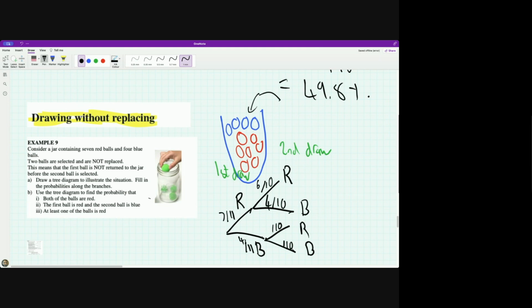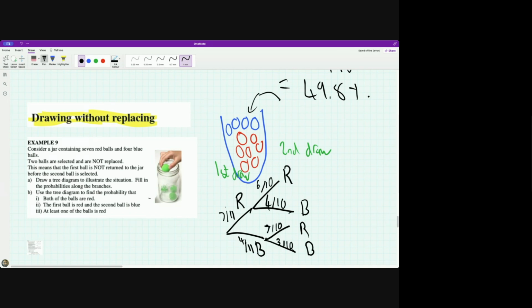Okay, but now we have to go to the bottom. If I chose a blue on the first go, so that's B for blue, how many reds are left for my second go? How many reds are left in the container if I chose a blue on the first go? Well, I didn't touch any of the reds, and so there will be 7. All right, now I chose a blue one. How many blues are left for my second choice? Well, there were 4 to start with, but I chose a blue one, so this is 3 out of 10.